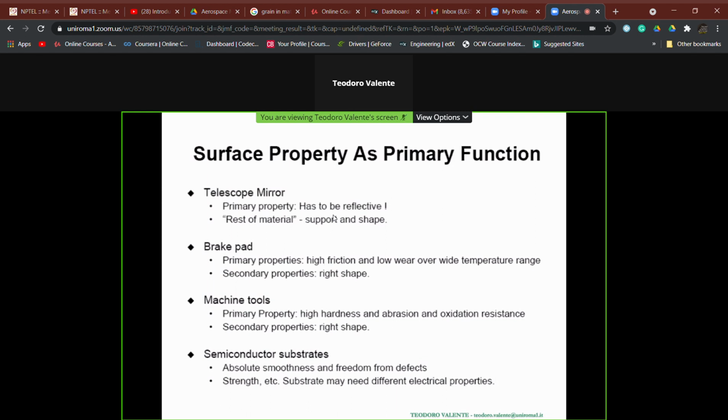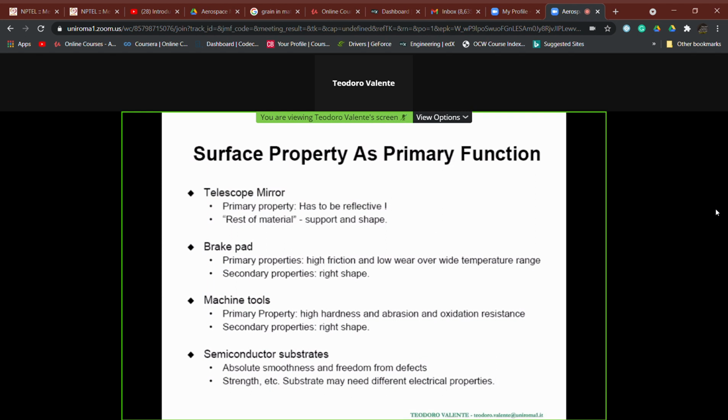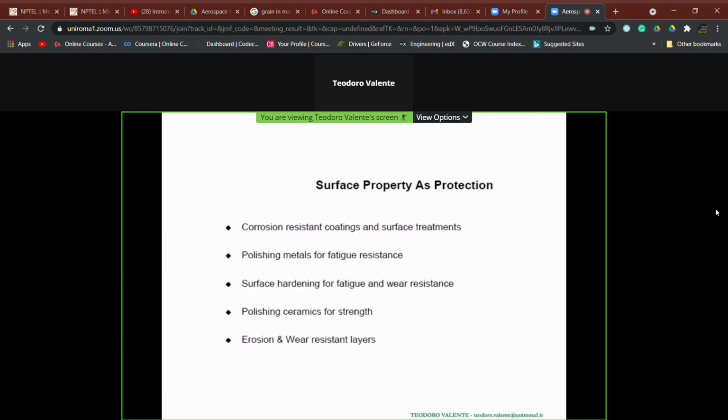The same applies, for example, to machine tools, where we want surfaces with high hardness, high abrasion resistance, and high oxidation resistance to enhance the lifetime of our machine tools. Or, to give another example in the electronic field, the semiconductor substrates, where we need absolute smoothness and freedom from defects in order to have the desired response of the semiconductor itself.